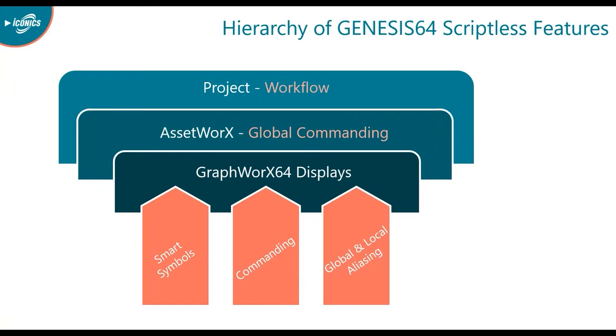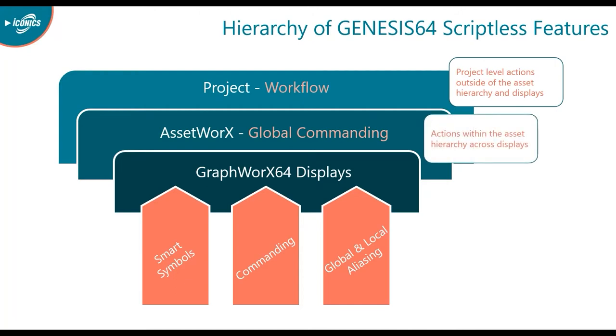Let me give you a quick hierarchy of our scriptless features in Genesis64. I'm looking at this at three different levels. One is a project level, where you have project level actions that are required outside of an asset hierarchy, a dashboard or any specific displays. We have several tools that you can use. One of them is workflow, and it's relatively new. I want to show you how you can use workflow as a project level tool to create those actions. Then the next level is what we call global commanding.